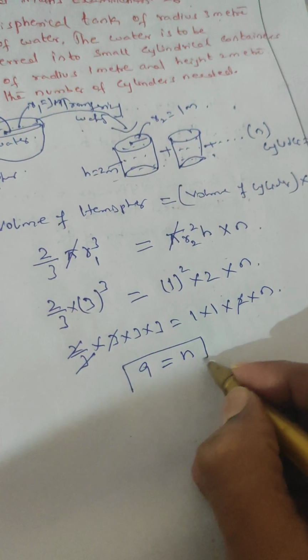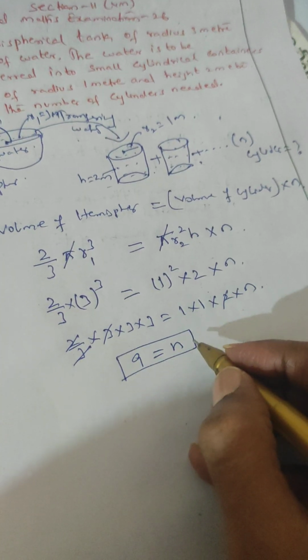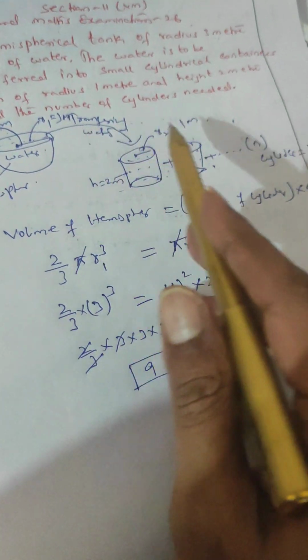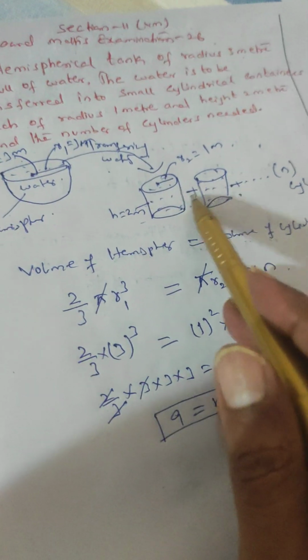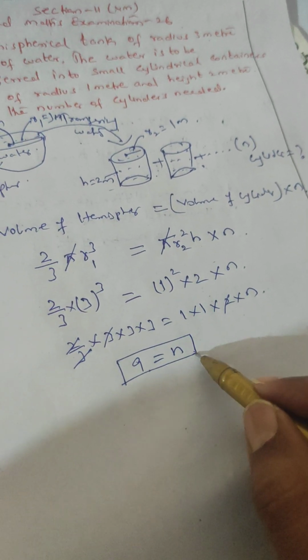So the number of cylinders we need to empty this hemispherical vessel or container is n equals 9 cylinders.